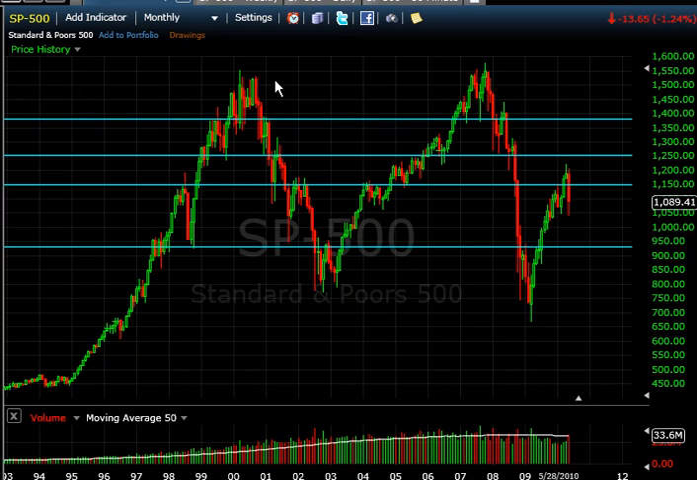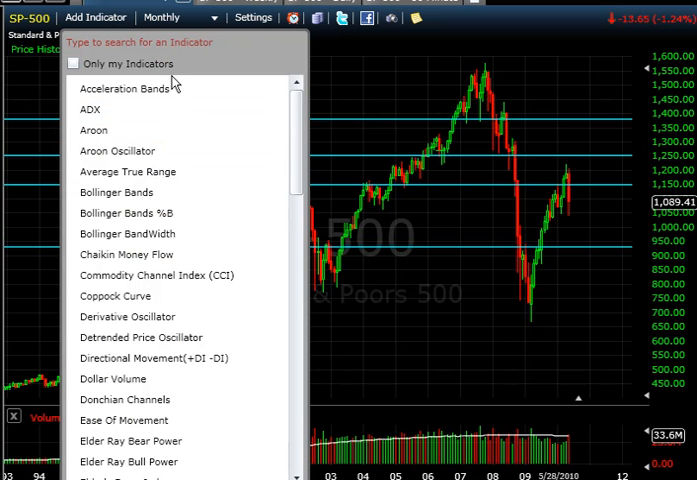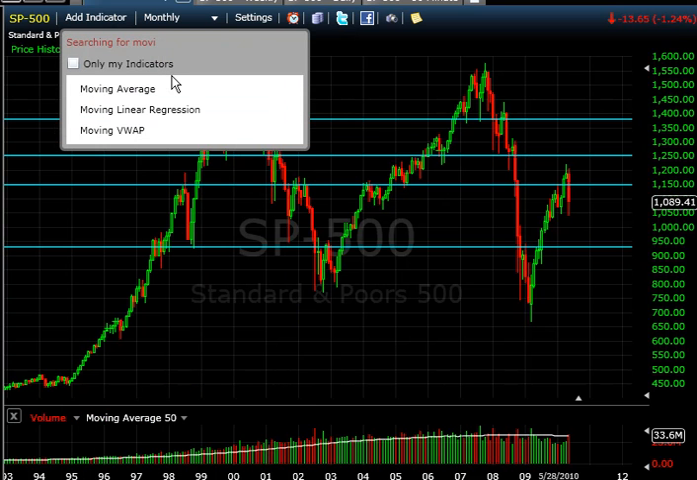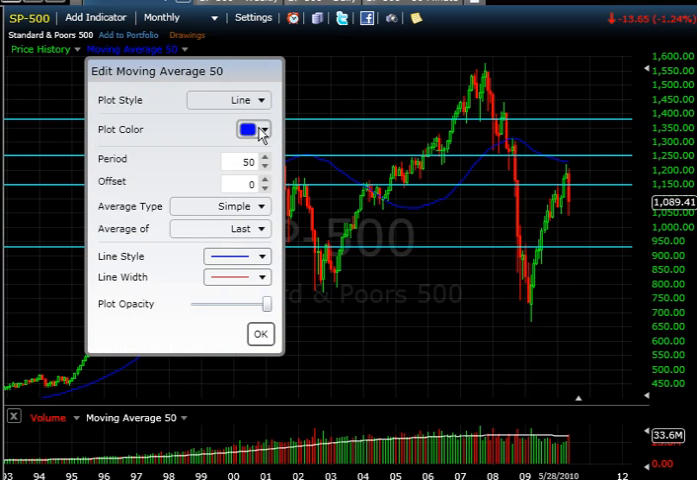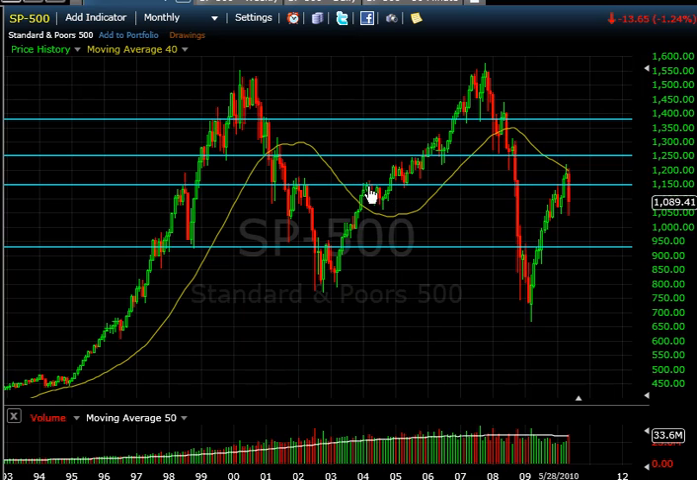Another thing that people use for support and resistance, and this is a big monthly chart, is moving averages. And so I'm just going to edit this here really quickly. Moving averages, I like to use a simple moving average, and the most important moving average you can look at is the 40-day here. So you can see it acts as resistance here, support here, and it's acting as resistance right now.